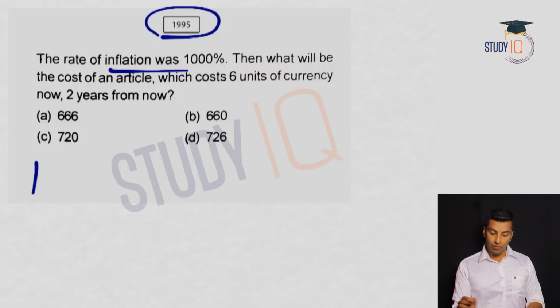The rate of inflation was given as 1000%. Then what will be the cost of an article which costs 6 rupees now, after 2 years? So now the cost is given. So the initial value is given as 6. So after 2 years, what will be the price?